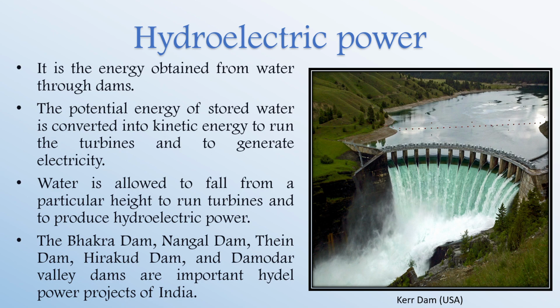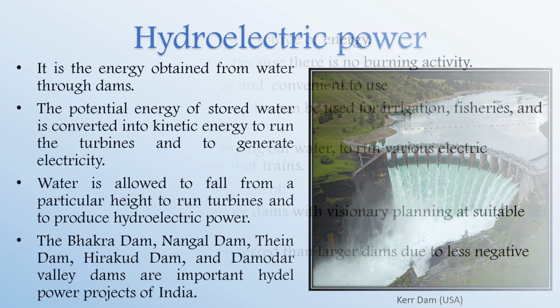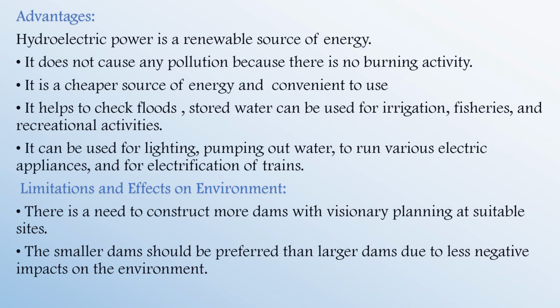In India, Bhakra Dam, Nangal Dam, Tehri Dam, Hirakud Dam, and the Damodar Valley dams are important hydel power projects. There are many advantages of hydroelectric power. It is a renewable source of energy, as the same water is used again and again to produce electricity. It does not cause any pollution because there is no burning activity. It is a cheaper source of energy.